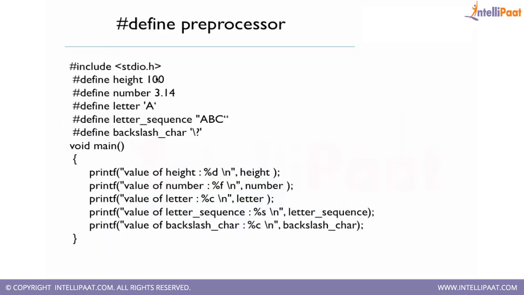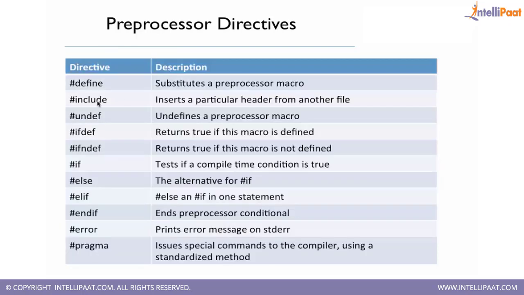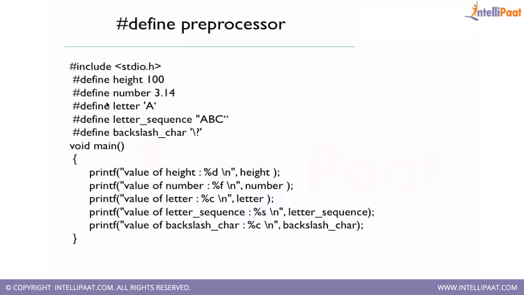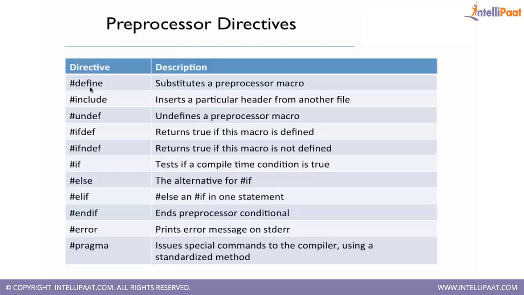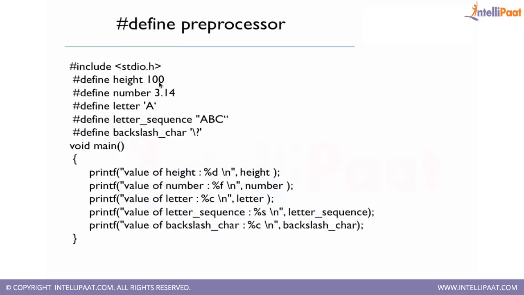So let's take one example. Hash include stdio.h. Here we have included the file. We used hash include, so we'll be using the library functions of stdio.h. Hash define height equal to 100. So this is the directive that we are using here. Hash define number equal to 3.14. Hash define letter equal to 'a'. Hash define letter sequence "abc". Hash define backslash character as backslash question mark.